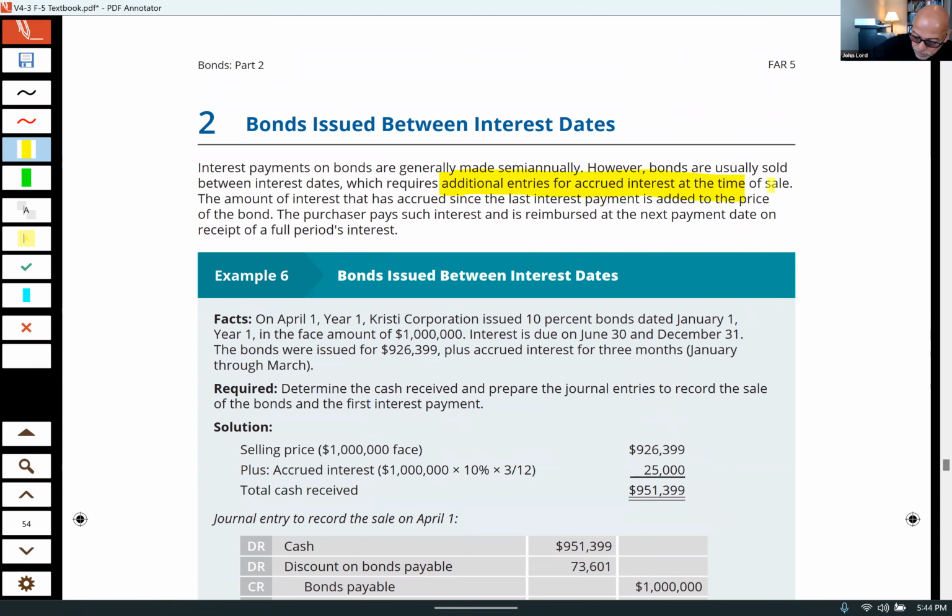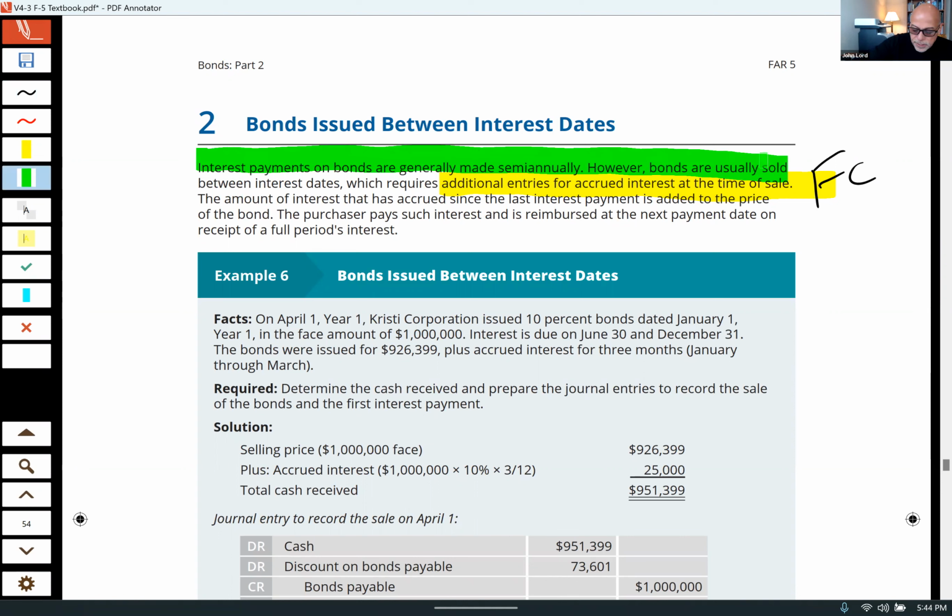Additional entries need to be made for the accrued interest at the time of sale. I just want you to make a flashcard of that so that you remember, and don't get tricked on a question where you don't do that accounting. So if there's a difference between the day the bonds were issued and the day the bonds are dated, then you're going to have to do this step.